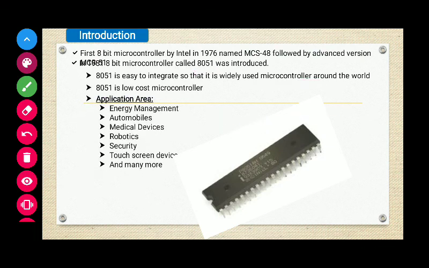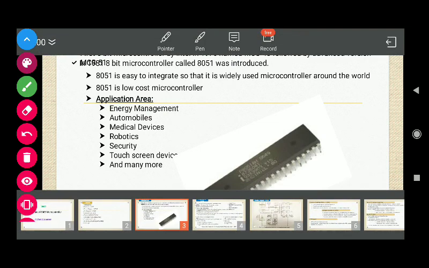The application areas of 8051 are energy management, automobiles, medical devices, robotics, security, touchscreen devices, household devices, and many more. So let's start with the features of 8051.